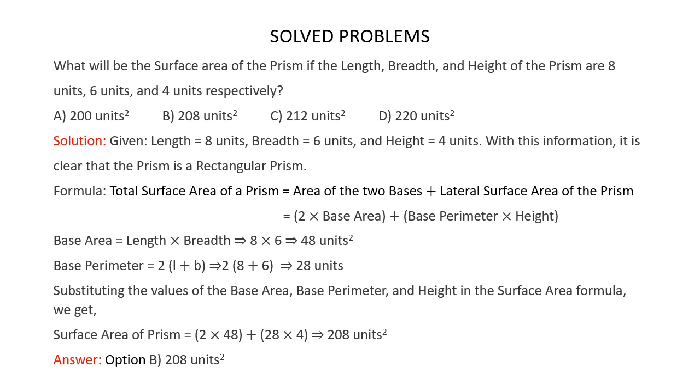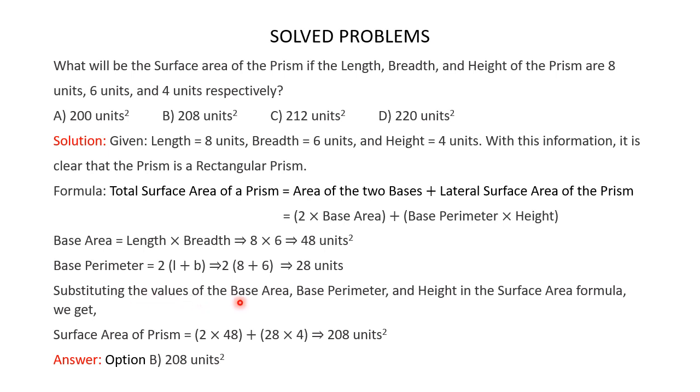Now since the base is a rectangle, the base perimeter would be equal to 2 multiplied by (l plus b), which is 2 multiplied by (8 plus 6), which is nothing but 28 units. Now we know that the base area is 48 units squared, base perimeter is 28 units and height of the prism is given as 4 units.